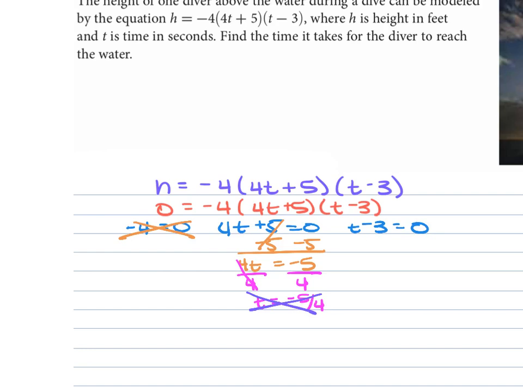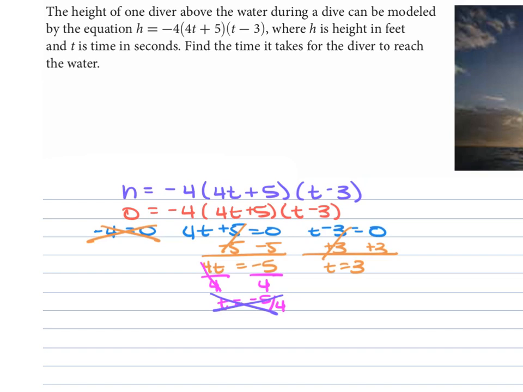The t minus 3 is equal to 0. We're going to add the 3 to both sides. And we get that t is equal to 3. So 3 seconds is our answer.